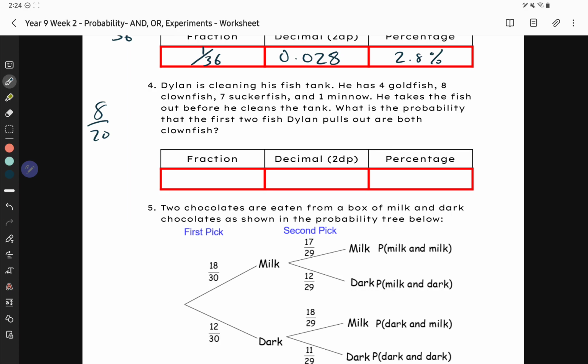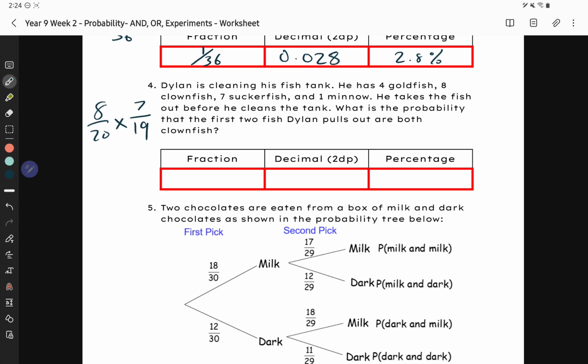Now, the second fish is different. Having imagined that we've taken one clownfish out, the new probability of taking another clownfish out: there's no 8 clownfish in the tank anymore. There's 7. And in total, there's not 20 anymore. There is 19.